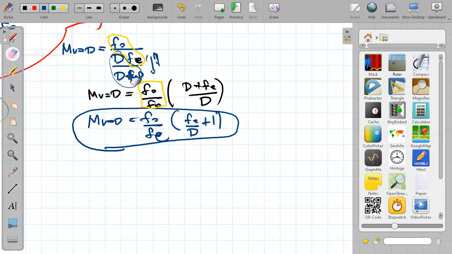D plus Fe over D. So I can't leave it like that. It's really ugly. Then I do D plus Fe over D, which becomes 1 plus Fe over D. So this is what it is. Now understood?